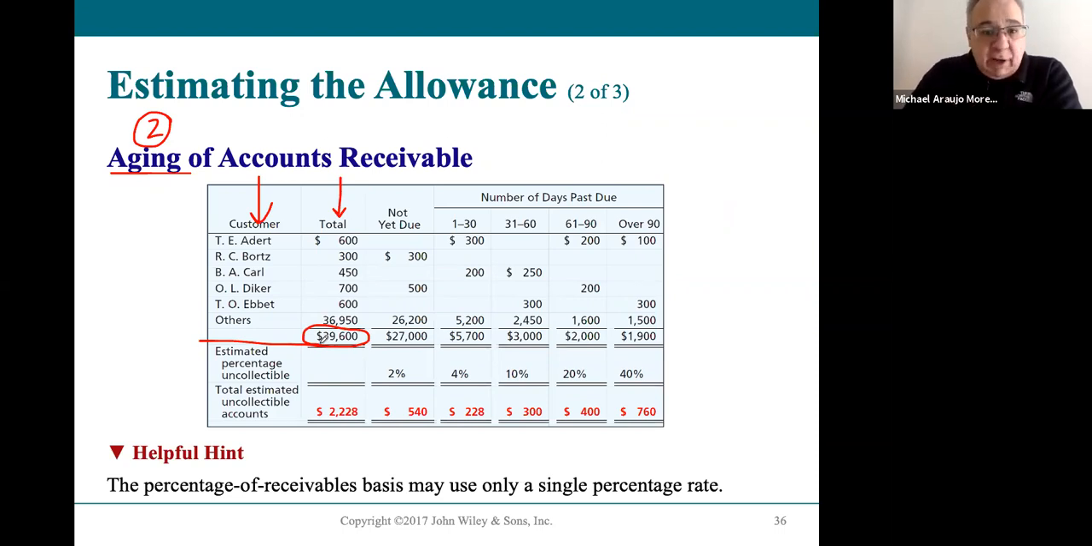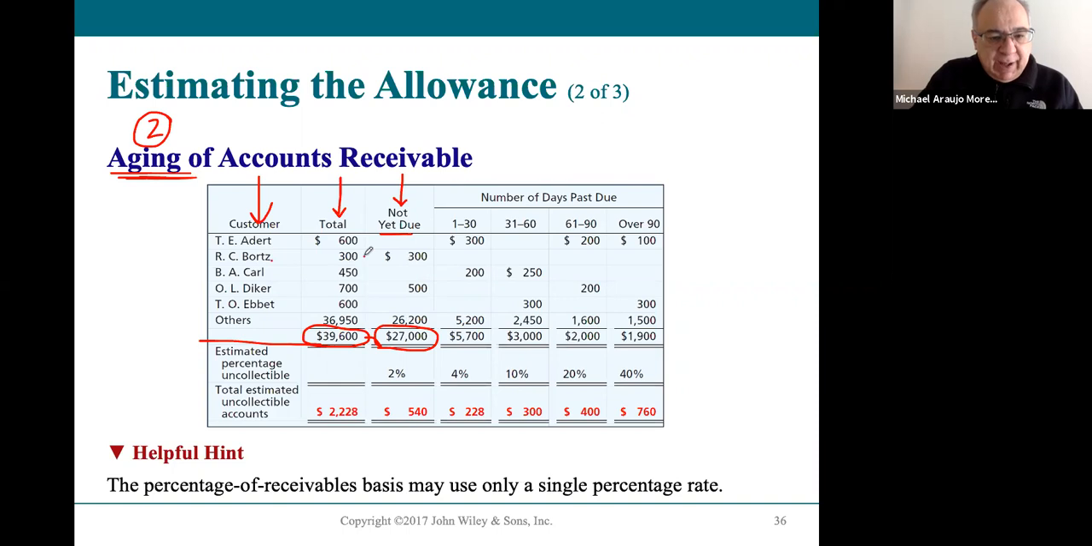Of course, of their receivables, they have to break it down into age. So many of these receivables are not due yet. So as you see, of the $39,600 of total receivables, 27,000 of these are not due yet. In other words, the due date has not happened. Because when you sell to someone on account, you usually wait 30 days to receive the money. So if you're still waiting to receive the money, it's in that 30-day period. It's not due yet. That's the case with our RC Bortz.